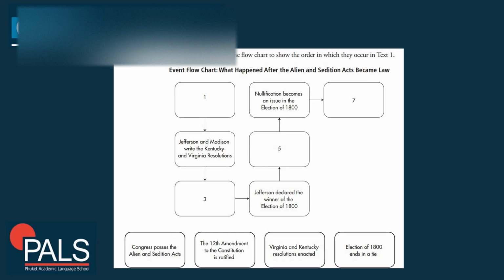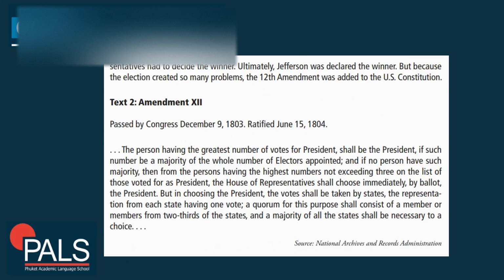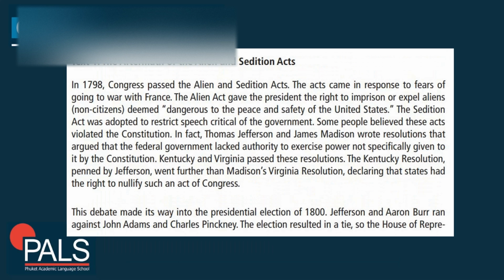And now we're going to encounter a different type of question. This is going to be a drag and drop. You're going to take the boxes from the bottom in bold and drag them into the boxes in the flowchart that have numbers 1, 3, 5, and 7. So this question is asking you to be able to understand the sequence of events and recall it. On the test, these texts will be above you, so you'll be able to refer to them easily.